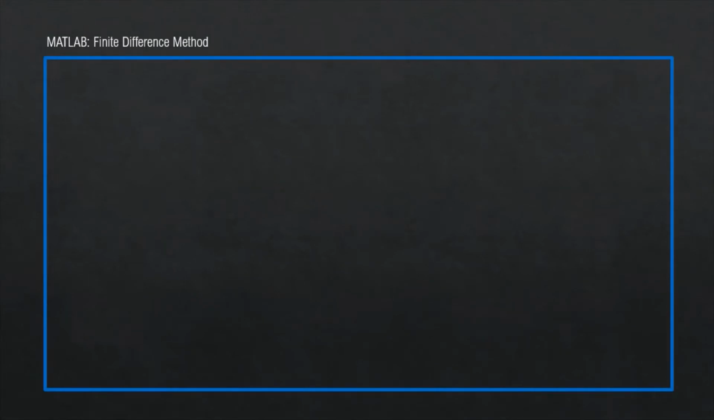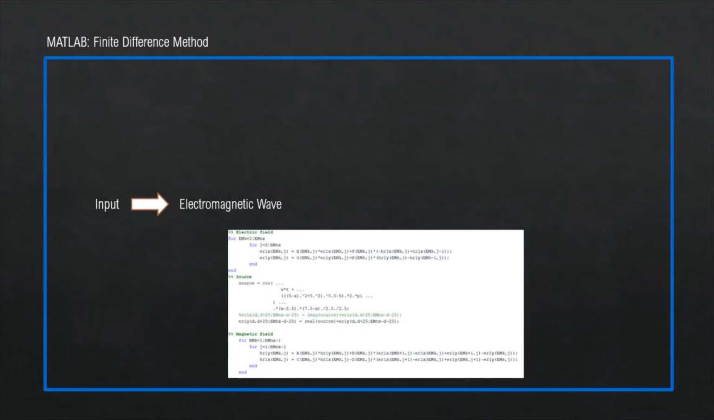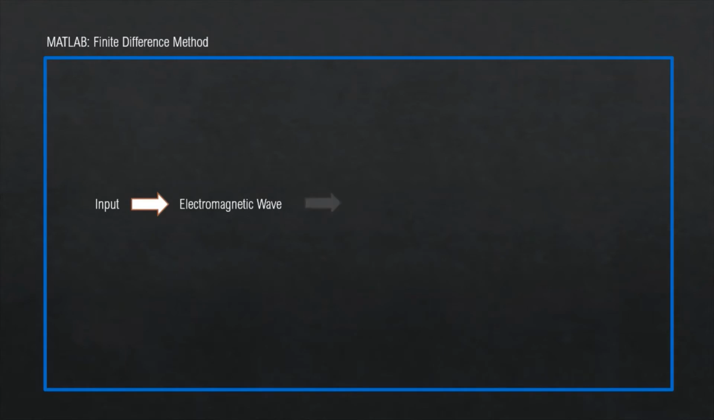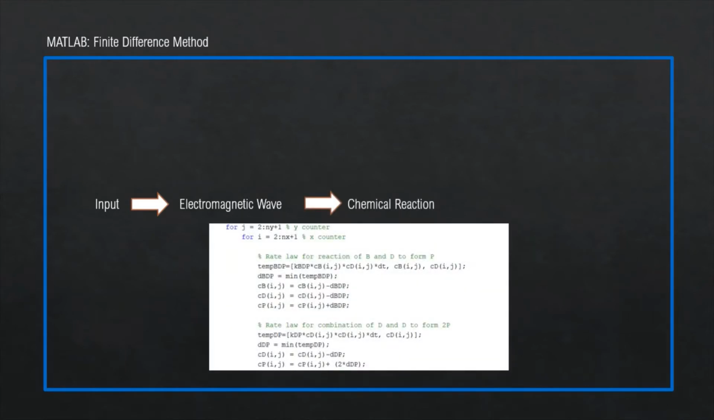Utilizing MATLAB to develop the multiphysics simulation, finite difference method was the approach taken to modeling the simulations. Initial concentrations, diffusivities, and wavelengths are some examples of input required by the program. The EM wave code simulates electric field and magnetic field. The light intensity determined from the EM wave code is then passed on to the chemical reaction code.